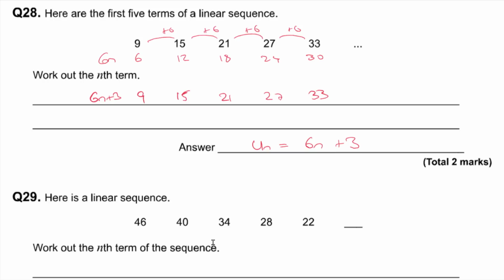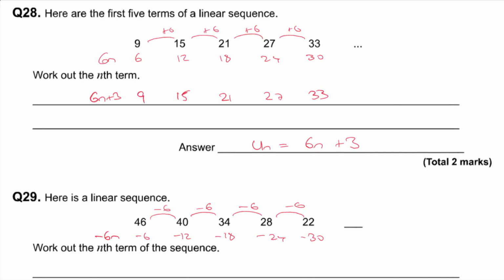The next one, this linear sequence, this one's actually going down, isn't it? It's a subtract one. Minus 6, minus 6, minus 6, minus 6. Now I know a sequence that goes down in sixes. It's minus 6n. Minus 6n goes minus 6, minus 12, minus 18, minus 24, minus 30.